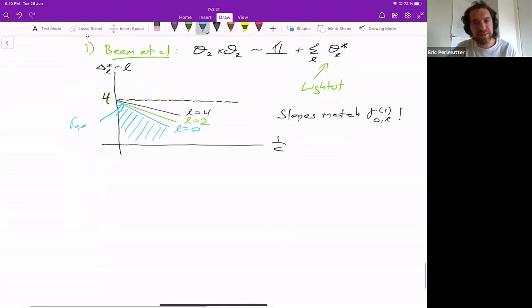Have any questions about this? Because I perhaps was a little elliptic in explaining the meaning of this plot.